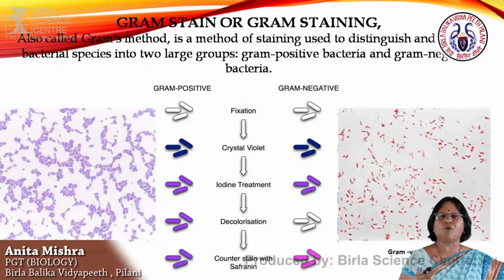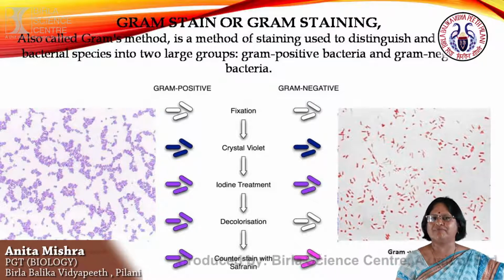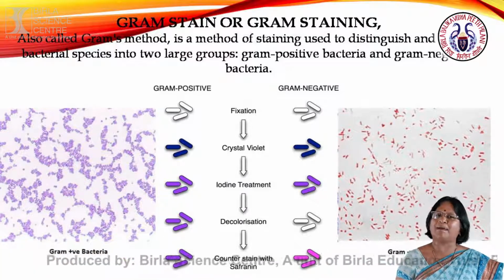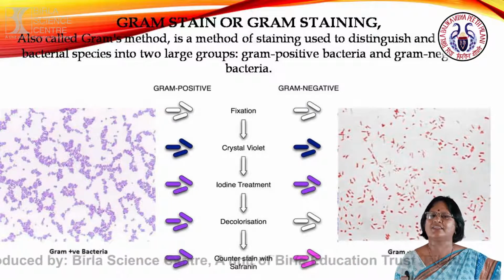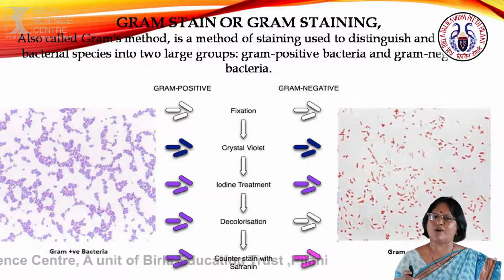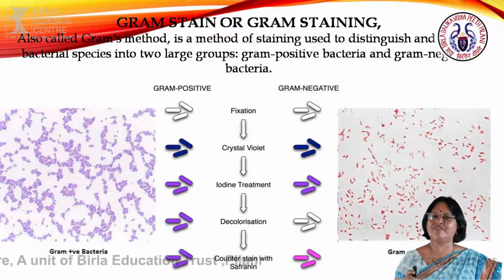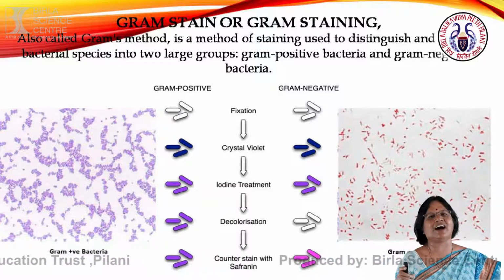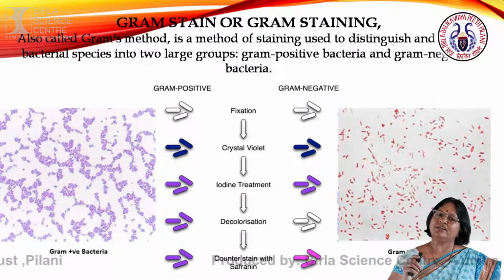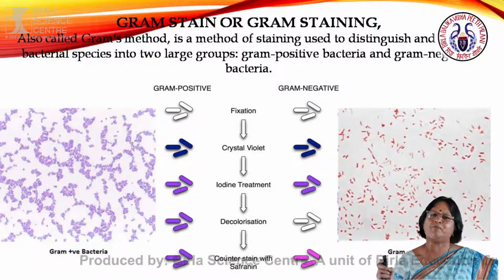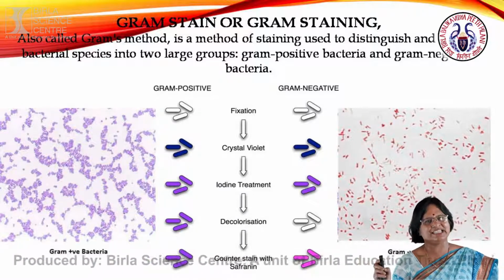So let us see how we go for gram staining. When we are staining the bacteria, we put the bacterial cell into crystal violet, the stain. Once it is put, we add a fixative. The fixative of the stain is iodine. So now the stained bacteria is transferred to iodine medium where the color of the bacteria is fixed.